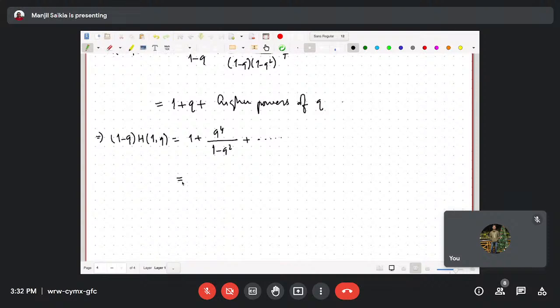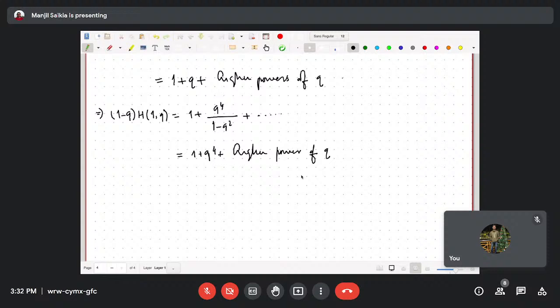Again, if I expand this, this will just be 1 plus q to the 4 plus higher powers of q. So again, I would like to eliminate the smallest power of q from the right-hand side, and to do that, I need to multiply something on both sides, and this multiplication would exactly be 1 minus q squared this time. So this implies that (1 minus q)(1 minus q squared) H1(q) is now just 1 plus q to the 6 plus higher powers of q this time.